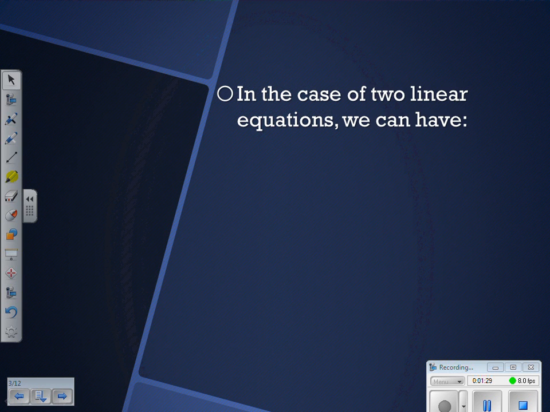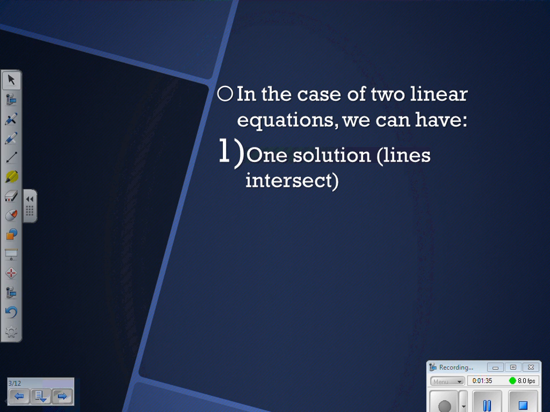In the case of two linear equations, we can have three possibilities for how our solution is going to work out. Most often, we're going to see there's one solution. That would mean when you graph it, the lines intersect. Since they're lines, at most they're going to cross at one single point, and that's it.